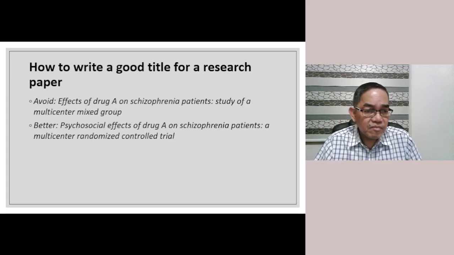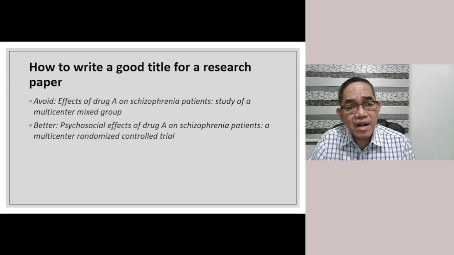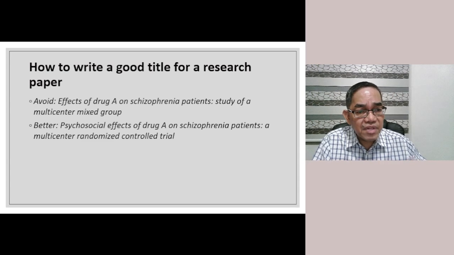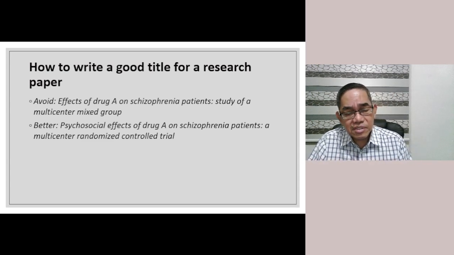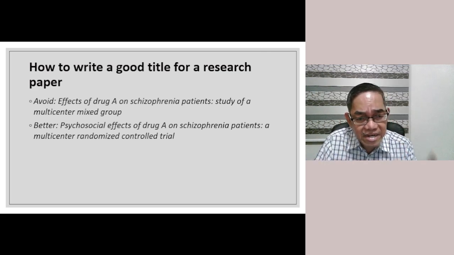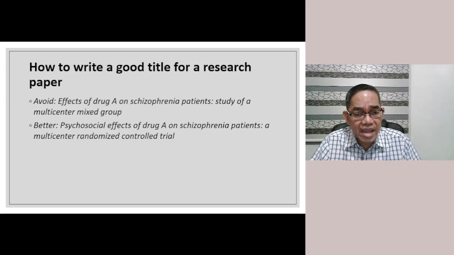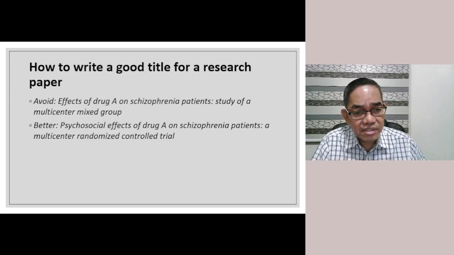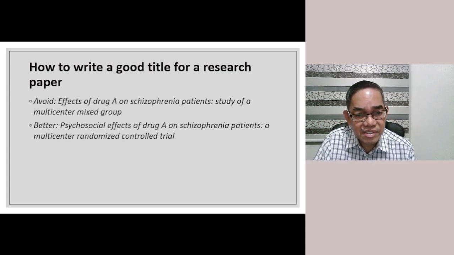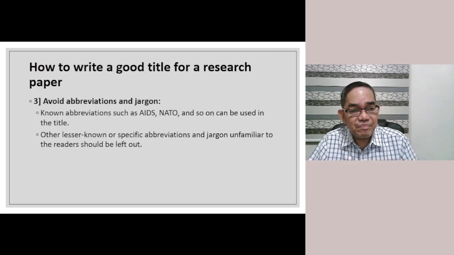literature. So, for example, you need to avoid this: effects of drug A on schizophrenia patients, study of multi-center mixed group. So again, this paper does not seem to be clear. So you might want to say psychosocial effects of drug A on schizophrenia patients, a multi-center randomized controlled trial. So this is a lot better, clear, and easy to understand.